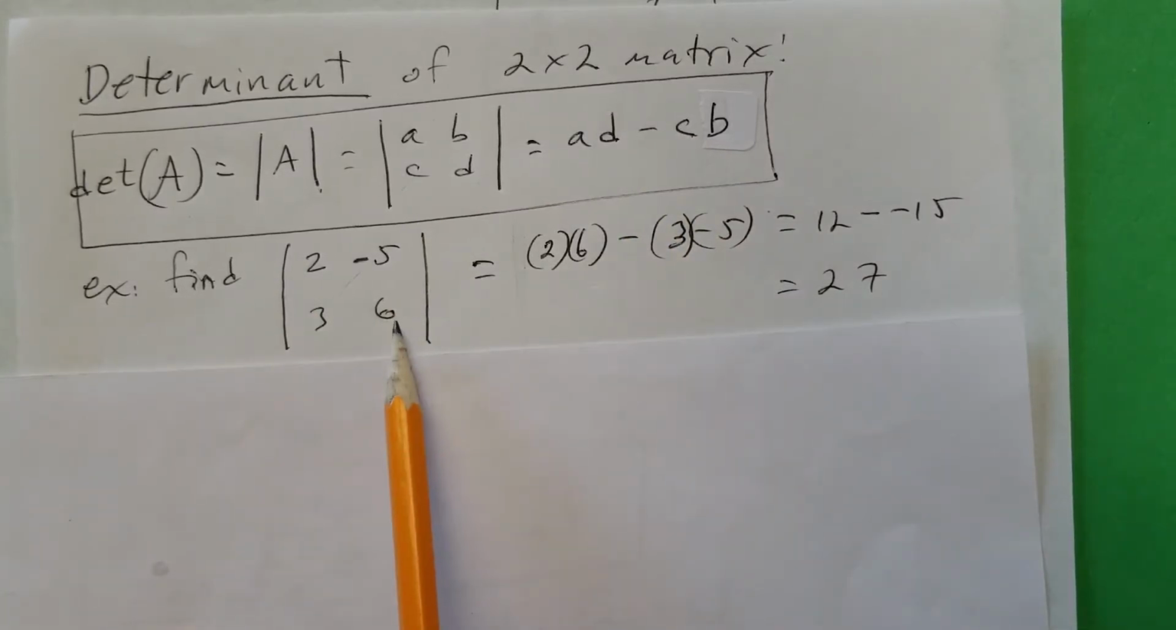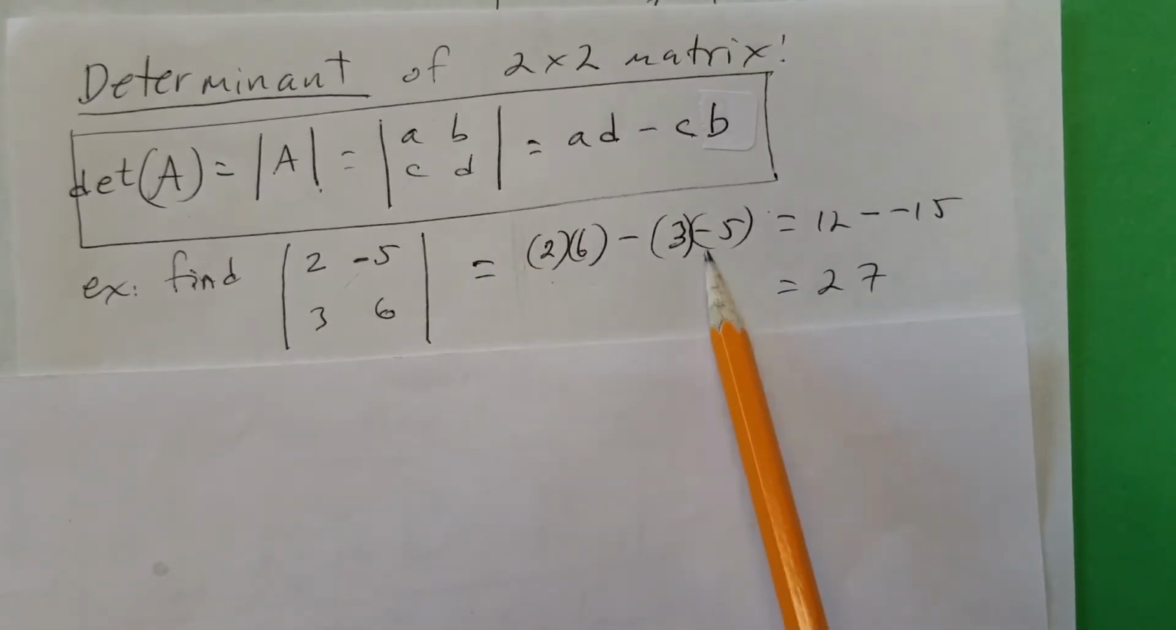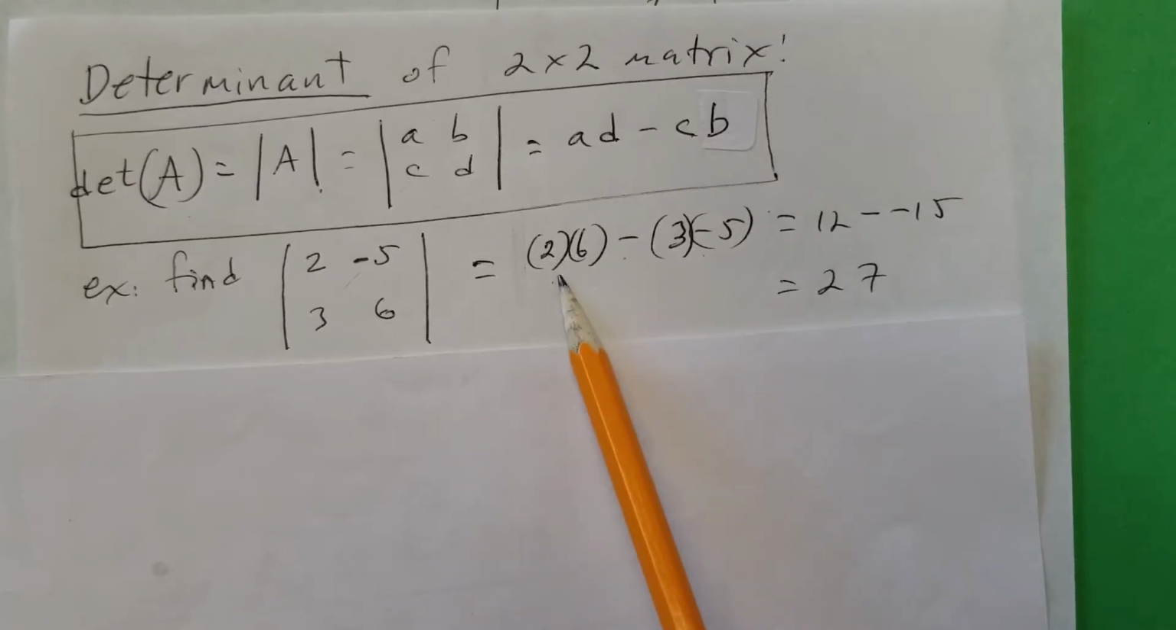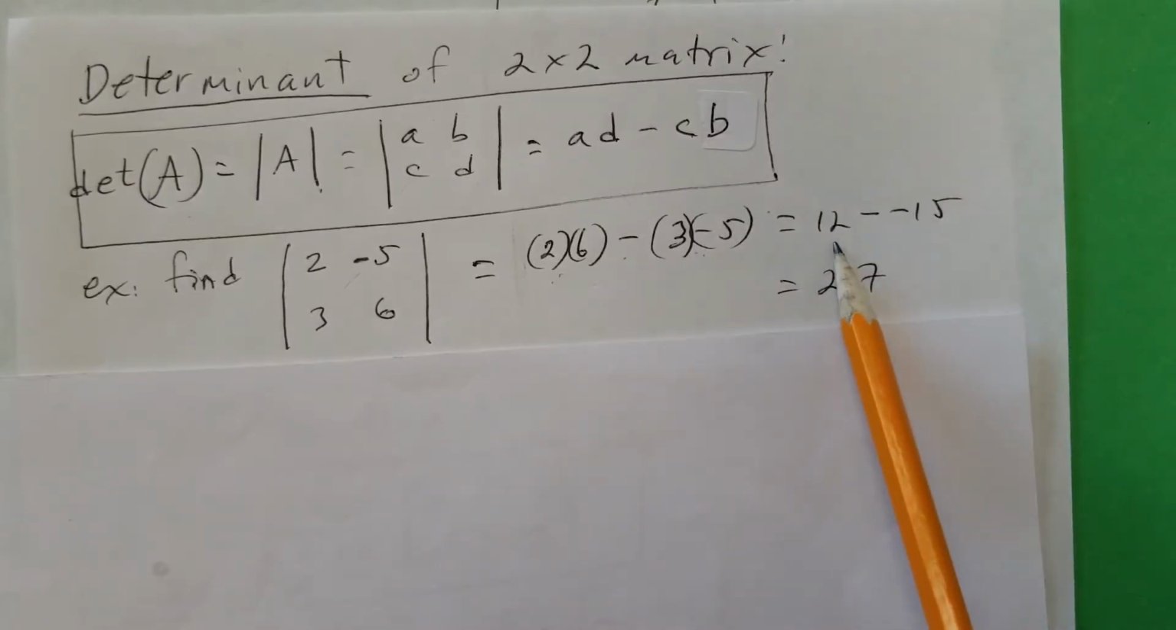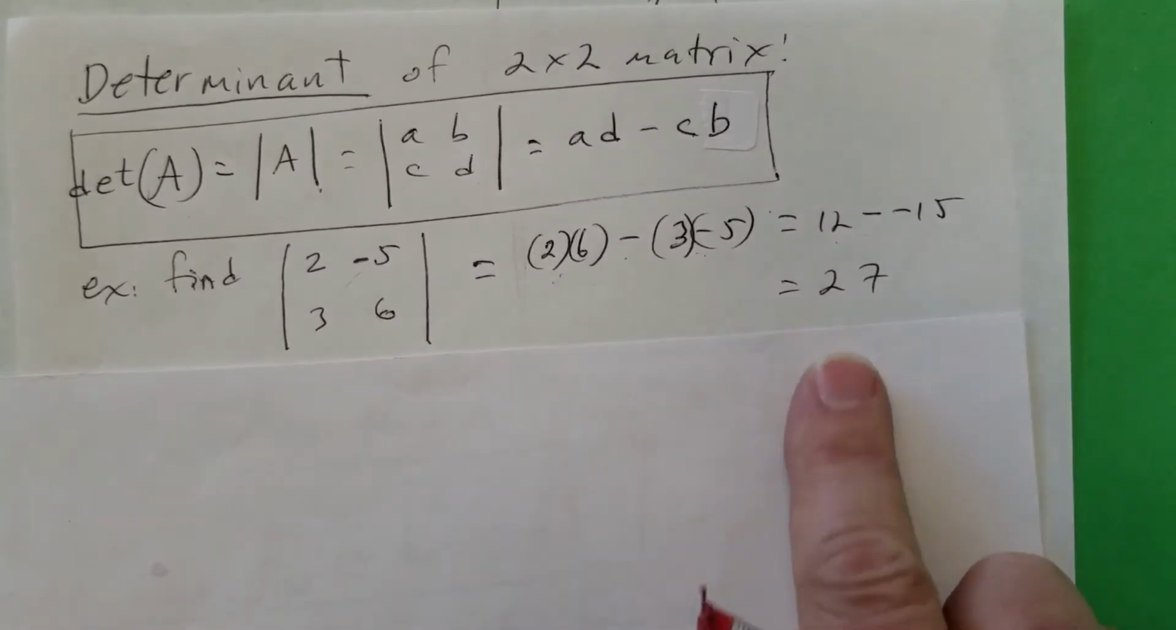So 2 times 6, 3 times negative 5, subtract the answers. This is 12, this is negative 15. So what's 12 minus negative 15? It's 27. Done. I found the determinant.